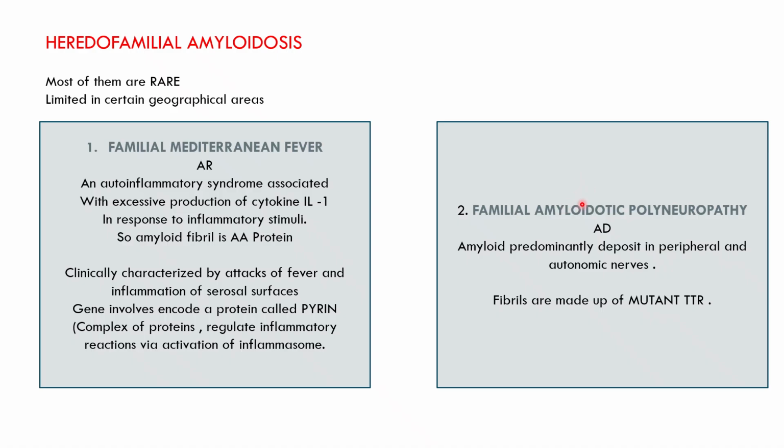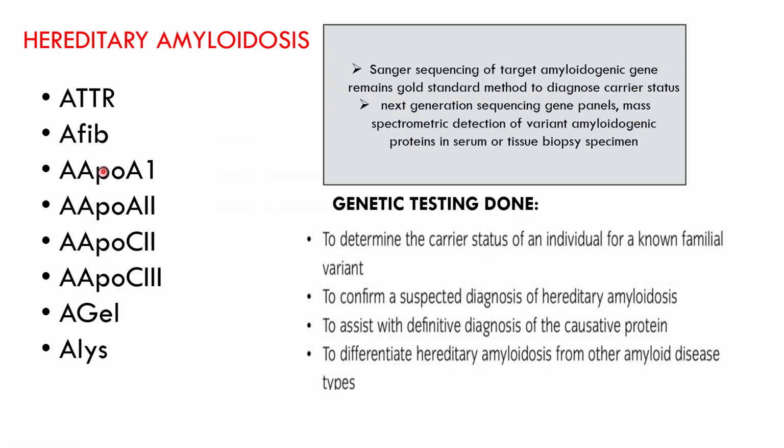Second one in heredofamilial amyloidosis is familial amyloidotic polyneuropathy, which is an autosomal dominant condition in which there is deposition of the amyloid in the peripheral and autonomic nerves. So these fibrils are made up of mutant TTR. These are the types of hereditary amyloidosis. For hereditary amyloidosis, we can do genetic testing, Sanger sequencing, NGS, and mass spectrometry.